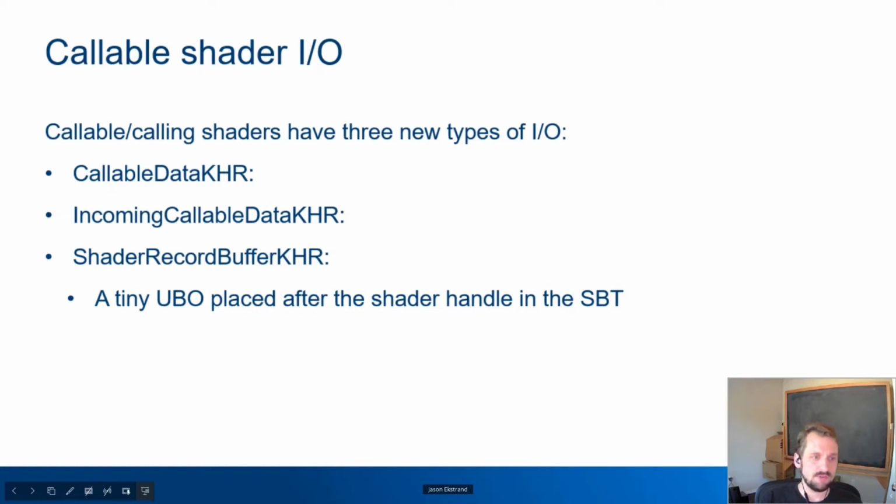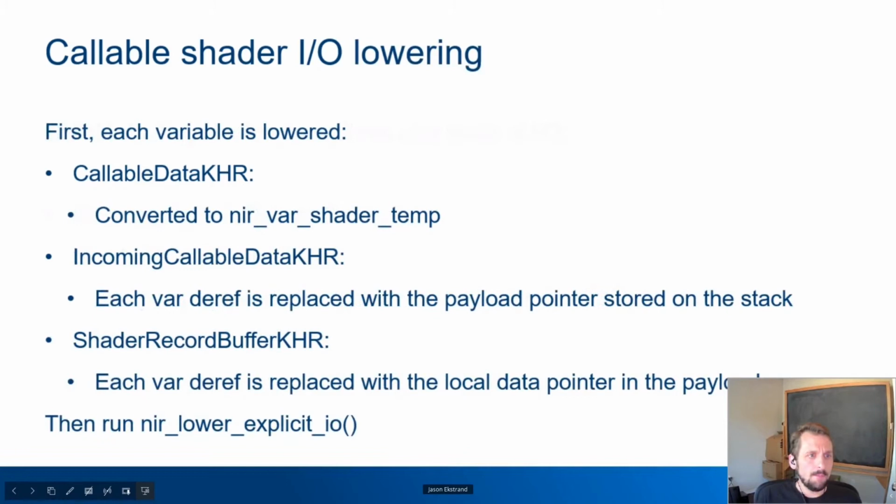So how do we implement these? First thing we do is lower each of the variables. For callable data KHR, we just convert it to no var shader temp and stuff it on the stack somewhere. We don't actually have to do anything to stuff it on the stack. That'll happen automatically when we assign variable locations. For incoming callable data, we look at each variable dereference in the callable shader, and we replace that variable dereference with a cast from the payload pointer. The payload pointer, as I said earlier, has been stored as the first little bit of the stack of our shader, so we know where that is. We grab the payload data pointer, cast it to a deref, and replace each of the variable dereferences that point to an incoming callable data with that. In this way, we've tied the pointer in the callable data that came from the no var shader temp to the pointer in the callee.